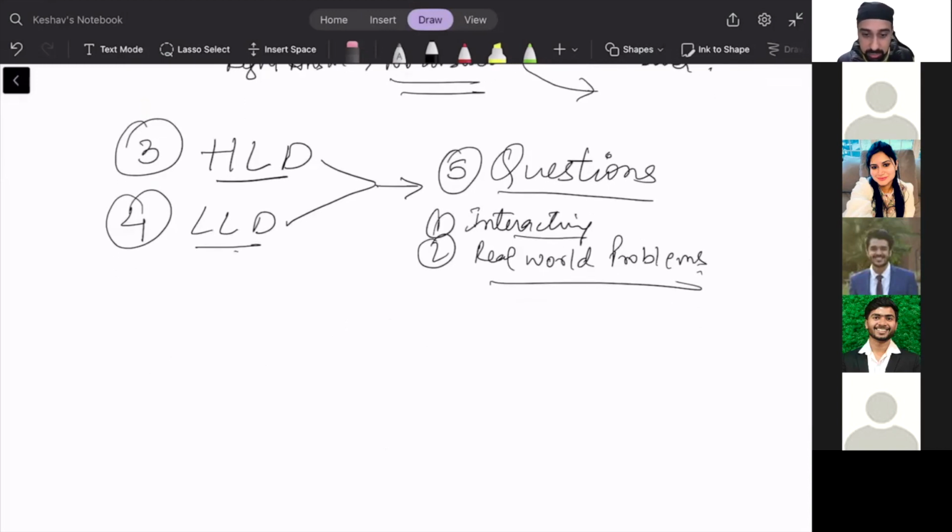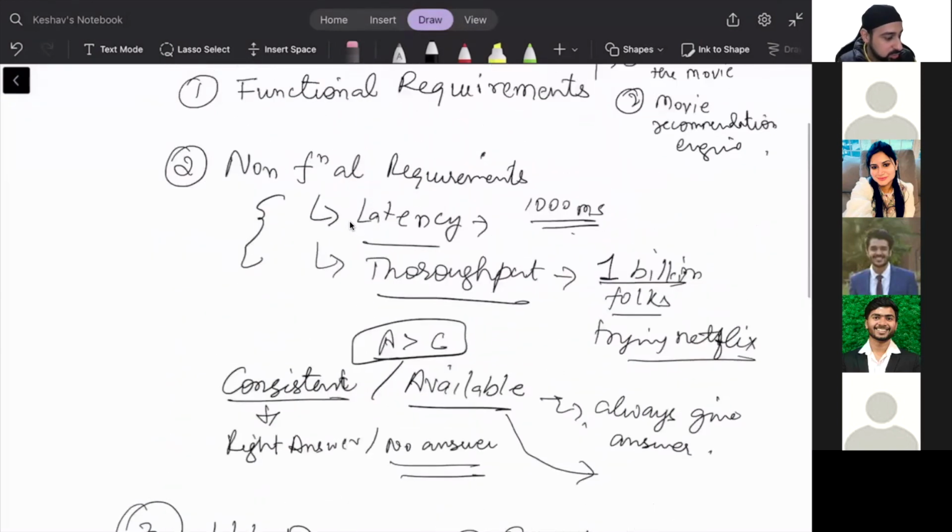Oh, there is a chat. Yeah, there's a question: is partition tolerance included? Generally, the reason I didn't include partition tolerance is that most of the systems that you design are always partition tolerant.